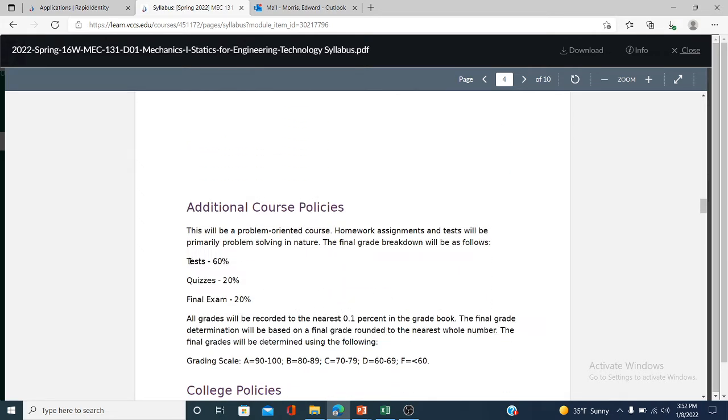This is probably the most important thing to talk about here: tests will count 60%, quizzes 20%, and final exam 20%. The tests, I don't know, there will be 3 or 4. I didn't give you the exact number because it depends on things. So we'll see how we progress in the class. Now, again, you will not have more than 4 tests as far as tests are concerned. Homework, if you do your homework, that will help you on your quizzes. And then the final exam, you have a final exam.